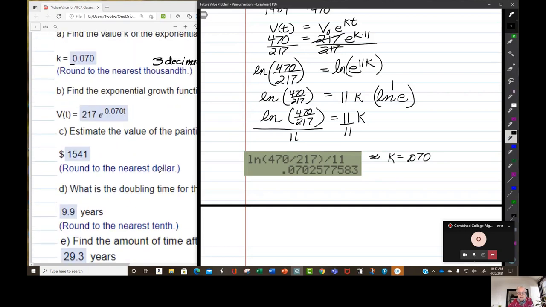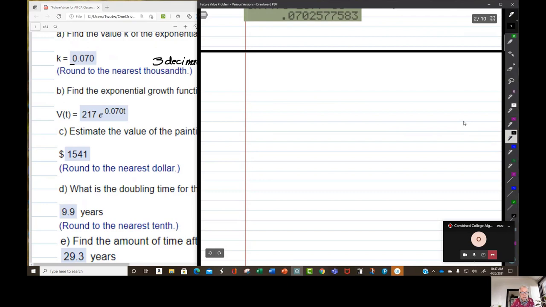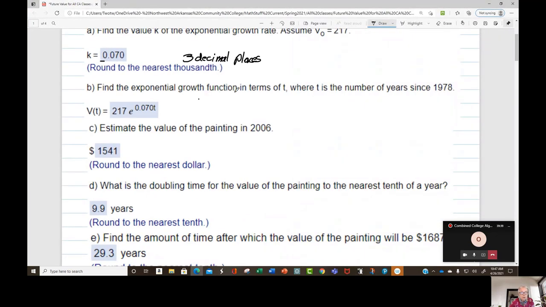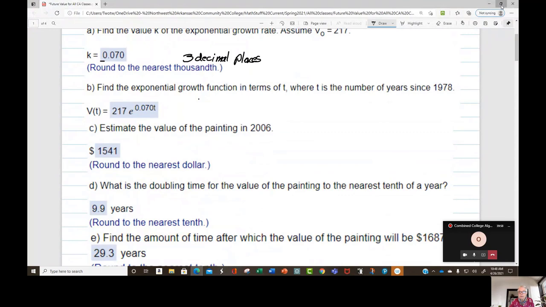Now part B is to use K. Part B is, find the exponential growth function in terms of t, where t is the number of years since 1978. Now we have to put finding K to work.